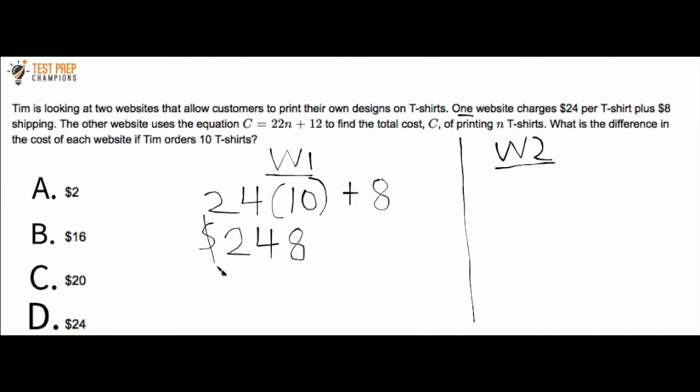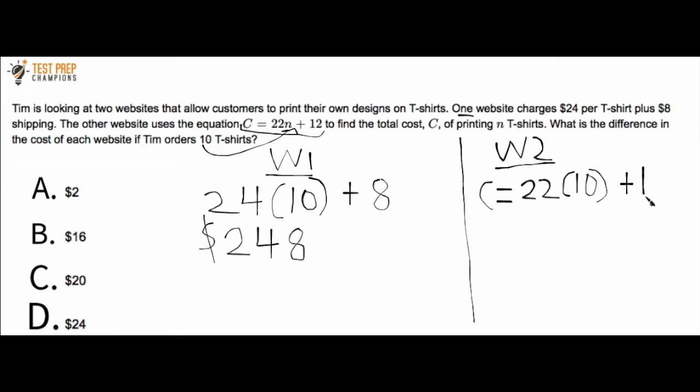So now let's figure out the cost of website 2. Here we're given an equation, C equals 22N plus 12. They tell us that C is cost and N is the number of t-shirts printed. If you don't know what the number of t-shirts is, you would just put N in its place. Since we do know the number of t-shirts though, we know that it's 10, so instead of this N, we're going to plug 10 in here. So to figure out the cost of the second website, we would do 22 times 10, right? Because N represents the number of t-shirts. We know that he's ordering 10 t-shirts, so we replace it with 10, and we add 12.